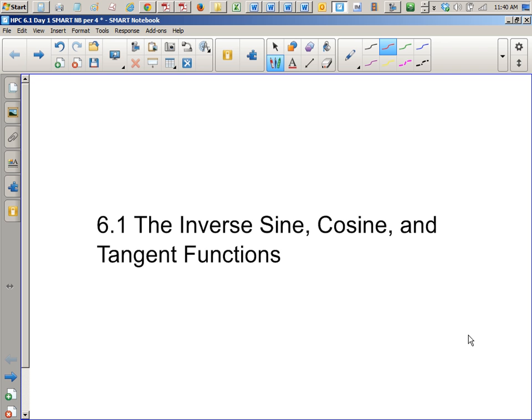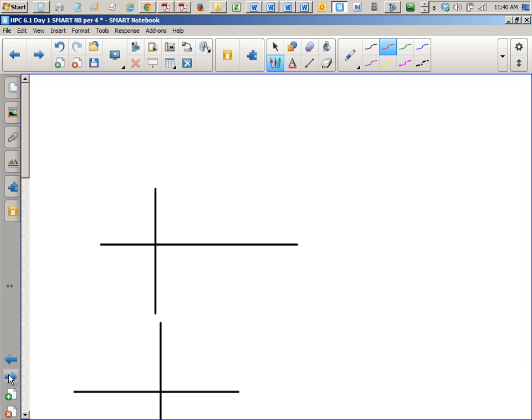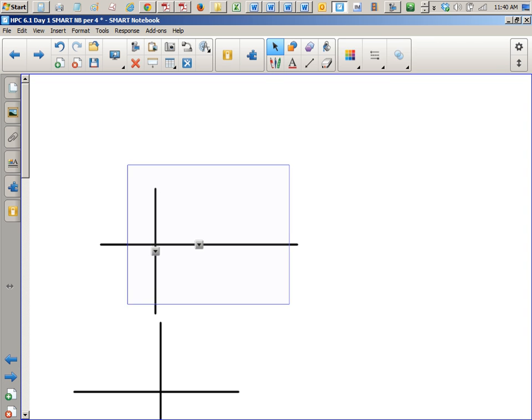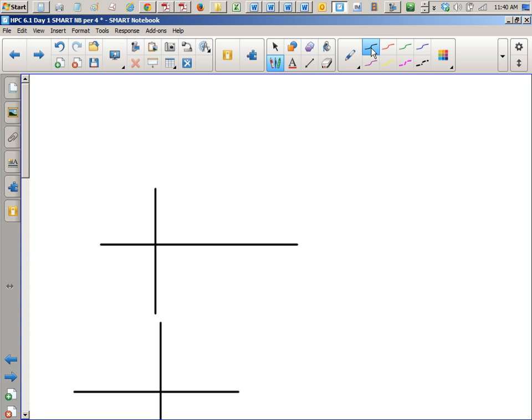All right, so 6.1, the inverse sine, cosine, and tangent function. Let's start with sine. So we know that the sine wave looks something like this. Okay, y equals sine x.